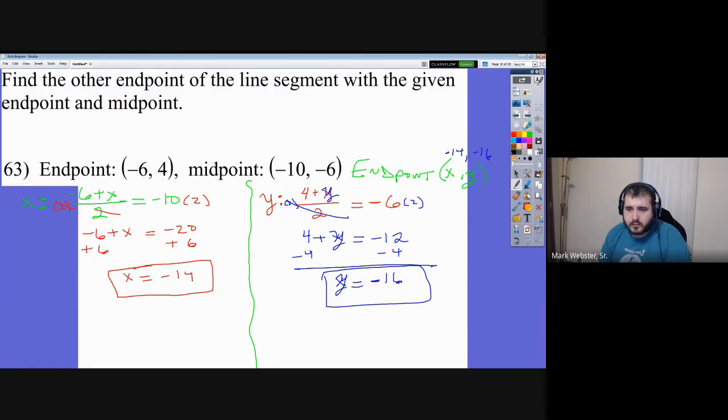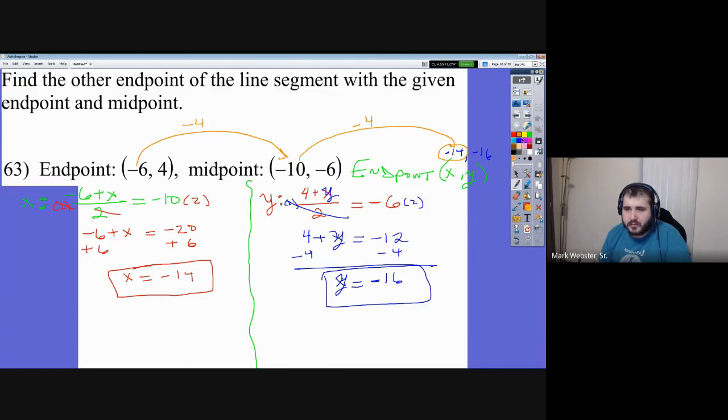So let's look at it from the other perspective. I'm starting at negative 6. Halfway to my destination is negative 10. That's down 4, from negative 6 to negative 10. So let me go down 4 more. Negative 10 down 4 had better be negative 14.